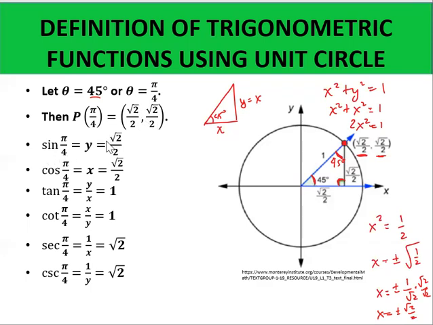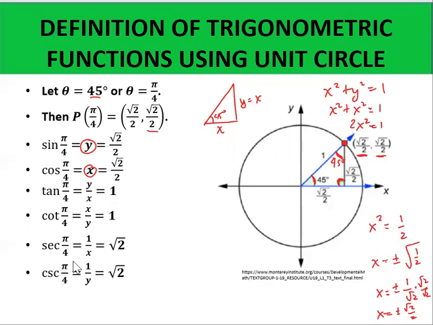So sine of pi over 4 is the y coordinate, which is square root of 2 over 2. Cosine of pi over 4 is the x coordinate, which is square root of 2 over 2. Tangent of pi over 4 is y over x, which is 1. Cotangent of pi over 4 is x over y, which is 1. It's because x and y are equal.